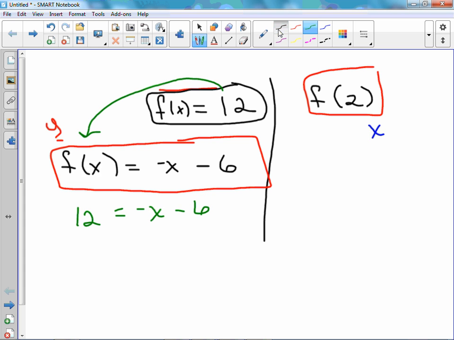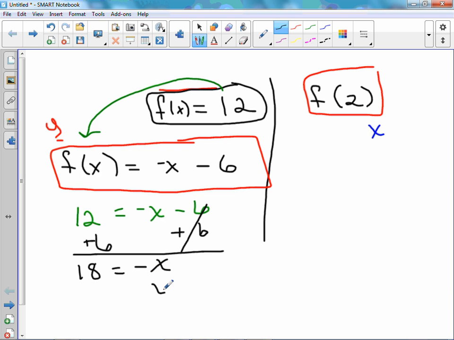Now I'm simply going to solve this as we've done in the past and in the last semester. It's going to be plus 6 on both sides. Now you have 18 equals a negative x. Well, we don't want a negative x, so you multiply by negative 1 on both sides, making that negative 18. X equals negative 18.